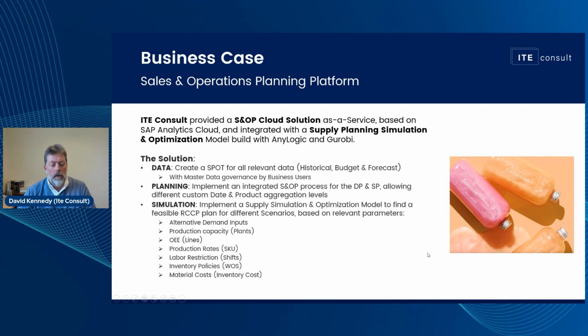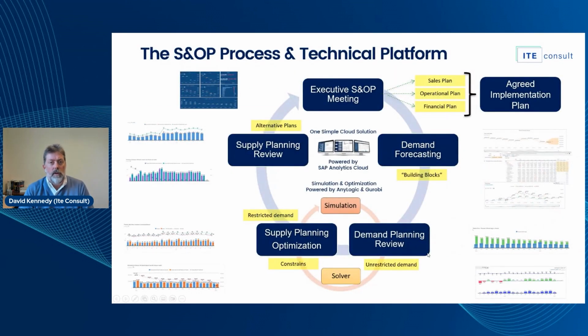So those are all the components of what we proposed as a solution. If we look at the process and the technical platform, and most of you know how sales and operation planning works, this is a monthly cycle. So they repeat this every single month. It starts with the demand forecasting, and we prepare the tool for them to be able to run this very fast and in an easy way. And then they add the building blocks to their statistical forecast.